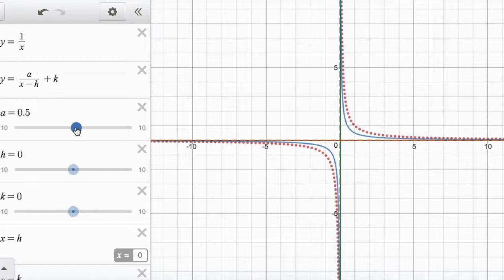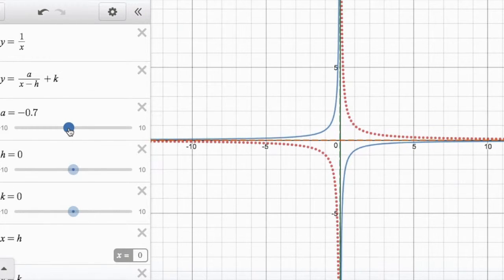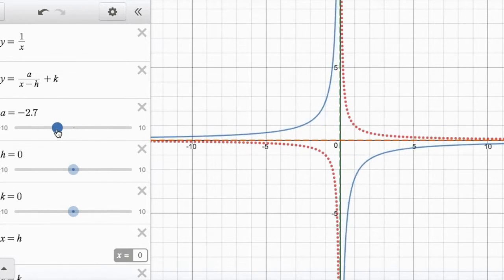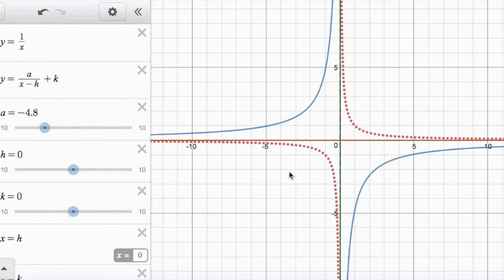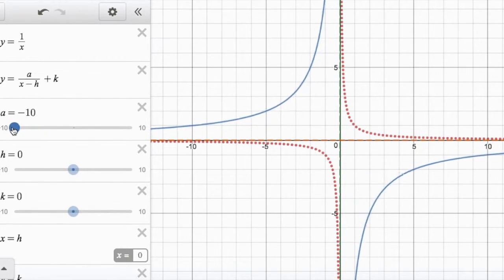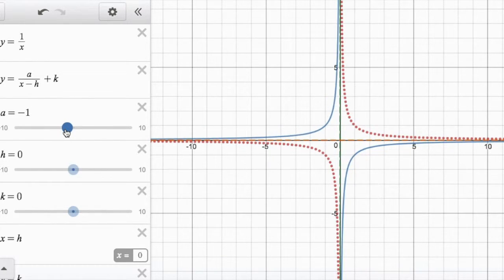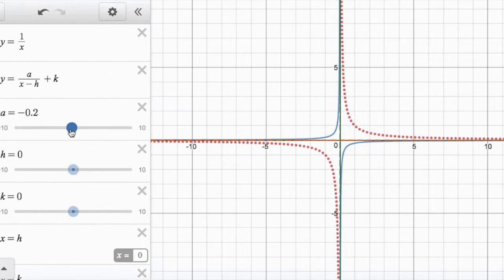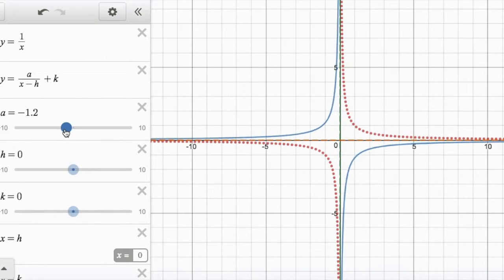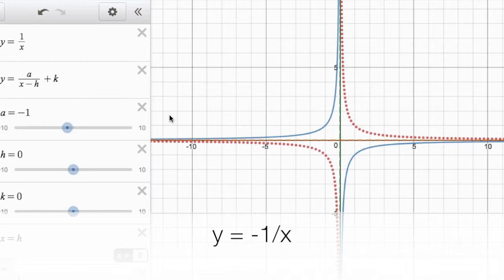If a is negative, just like quadratics and all the other functions you've probably heard about, it's a reflection in the x-axis. So instead of being in the first and third quadrants, it's in the second and fourth quadrants. Again, the bigger it is, the wider apart it is. The smaller it is, the closer to the axes it becomes. So negative is just the positive one flipped over.